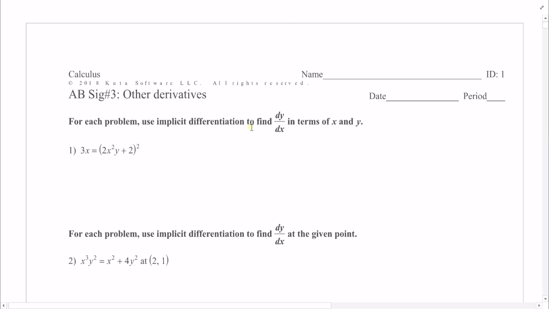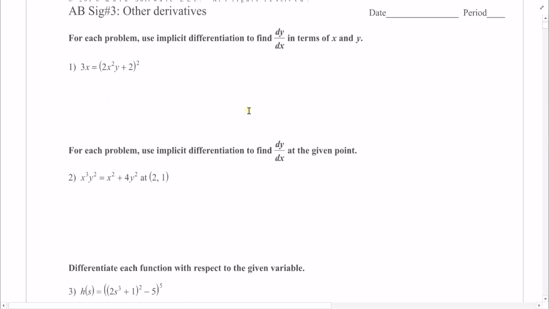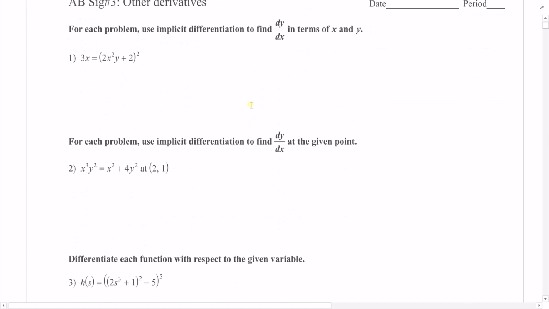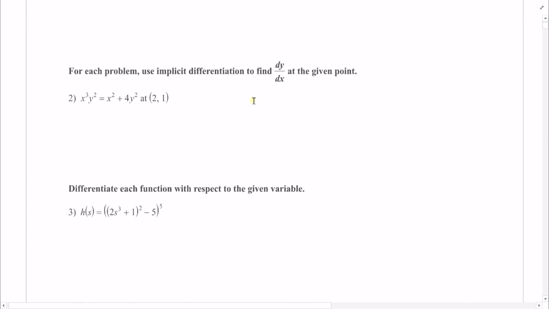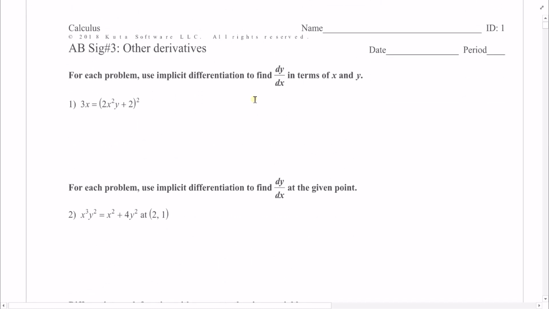Hey all, we're going to do a sig test number 3 here, other derivative stuff such as implicit differentiation and chain rule and some stuff like that. All right, so on number 1 here, you're being asked to find dy dx, the derivative of y with respect to x in terms of x and y, which basically means we're going to take the derivative with respect to x of this whole thing.